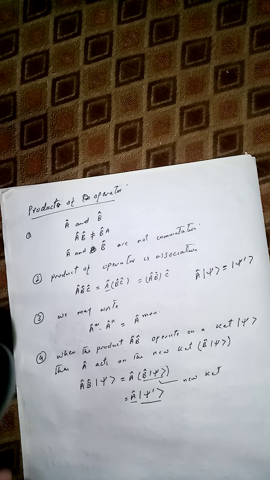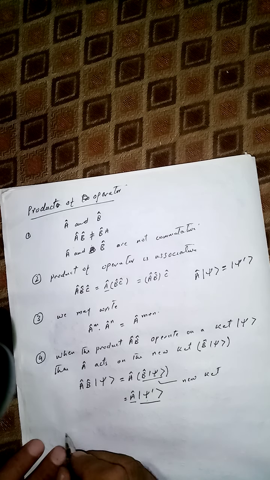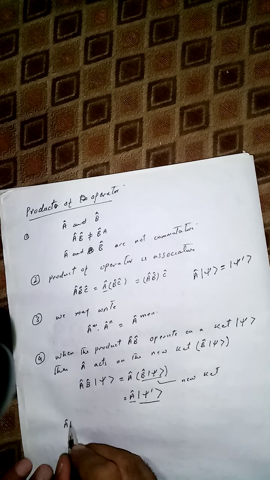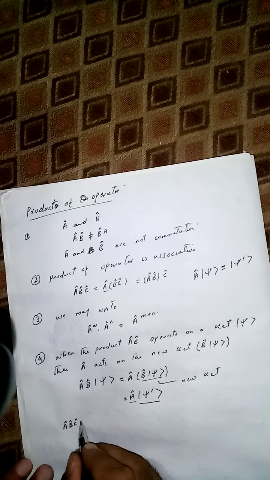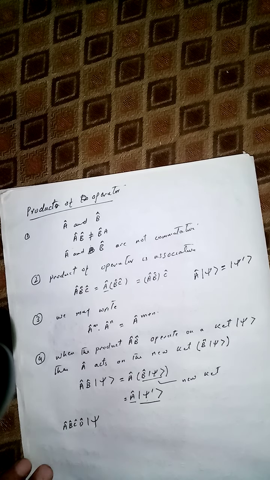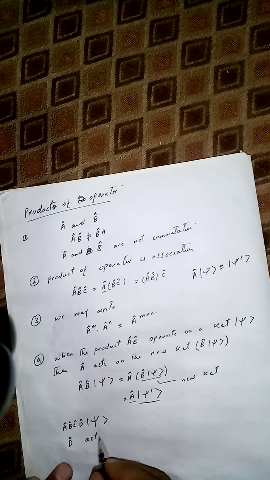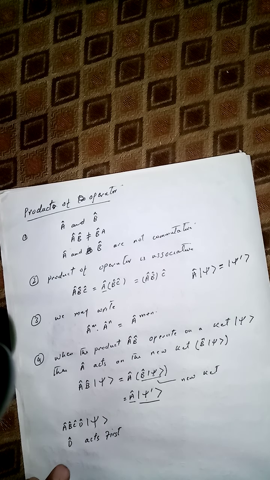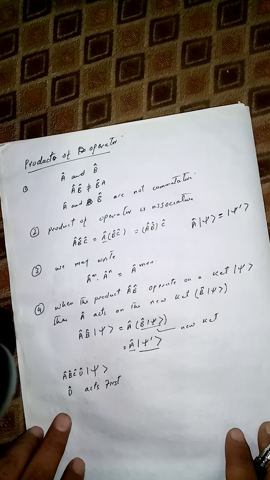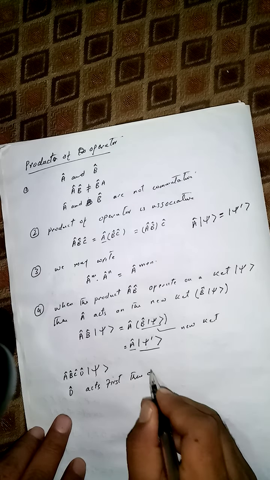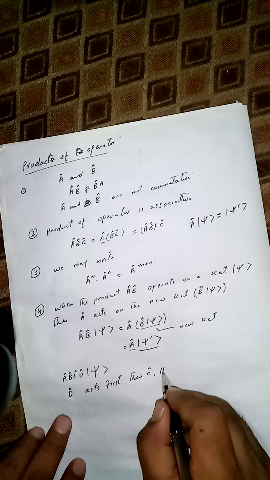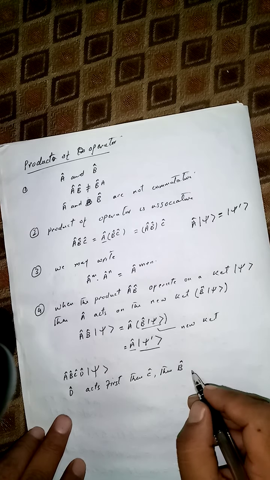If we have four operators, suppose we have four operators and their product is such that A, B, C and D operate on the ket vector psi, then operator D acts first, then C, then B, and then A.